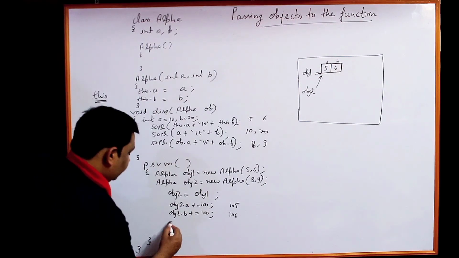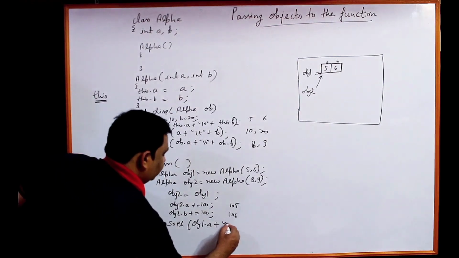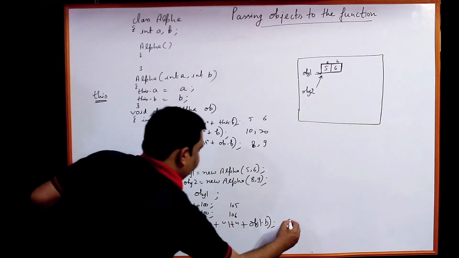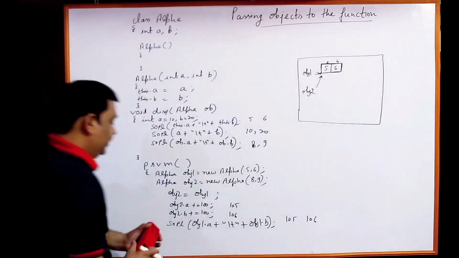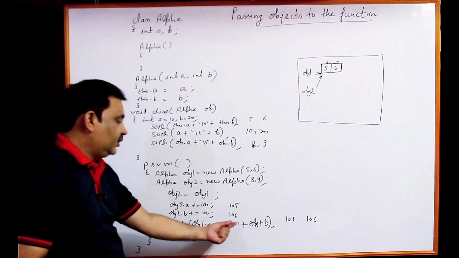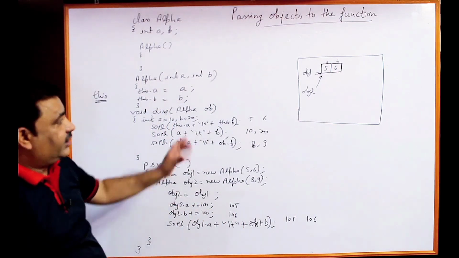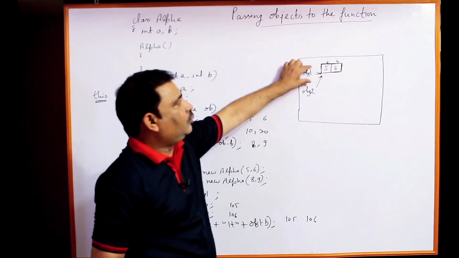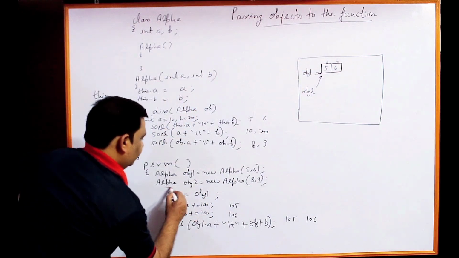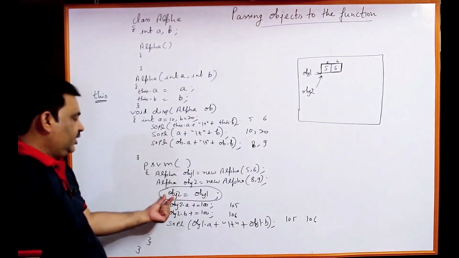But if you print obj1 dot a plus gap obj1 dot b, it will also print 105 and 106. We have made changes using obj2, but when you use obj1 dot a and obj1 dot b, it will print the same values changed by obj2, because I told you only one object is there having two names. Either you can access it with the help of obj1 or obj2. So this statement will only transfer the reference of obj1 to obj2.